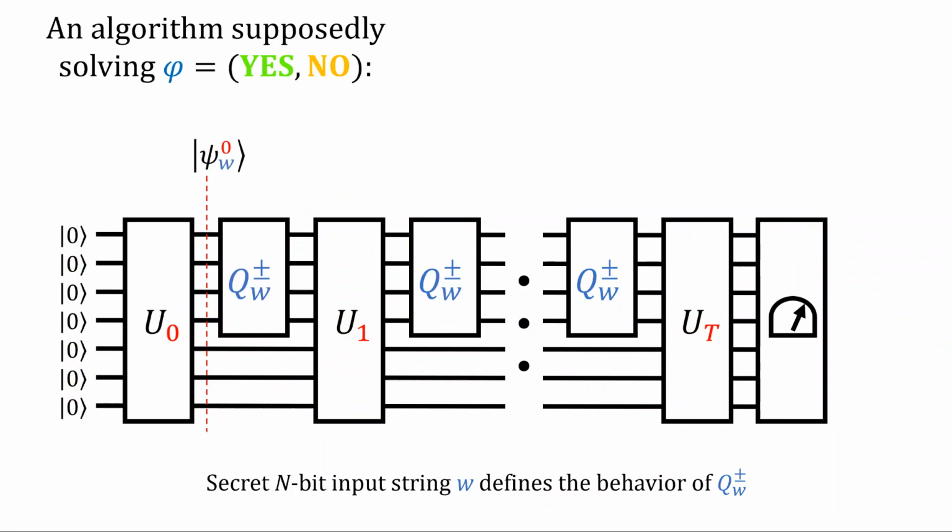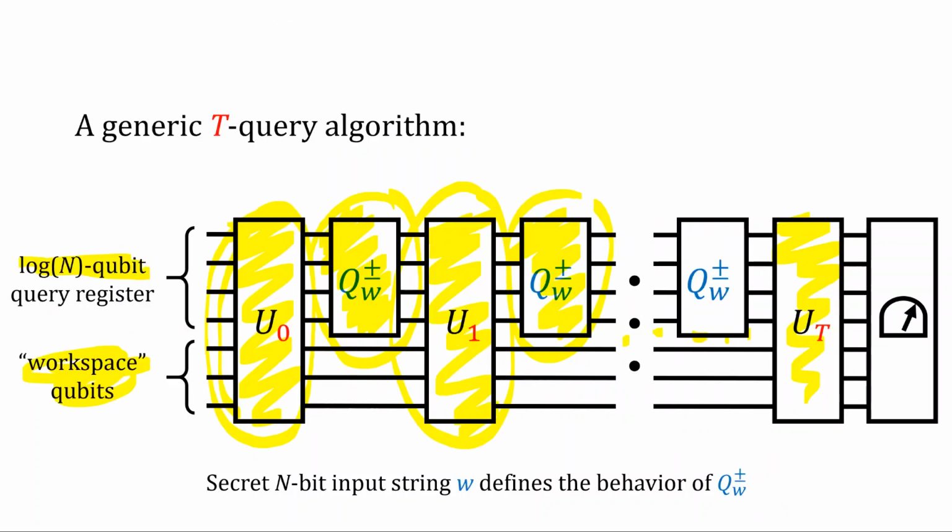And it can end with one more unitary, and then it can do a measurement at the end, and that'll help it decide whether w is in the set yes or in the set no. Okay, so that's a T-query quantum query algorithm. And that's what we're going to try to show doesn't exist for various decision problems phi, in particular the OR function.